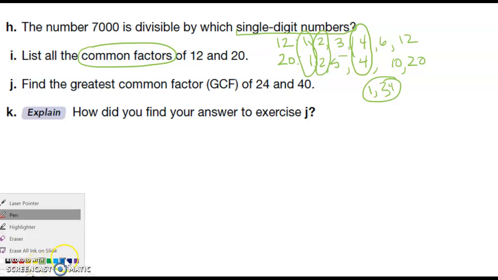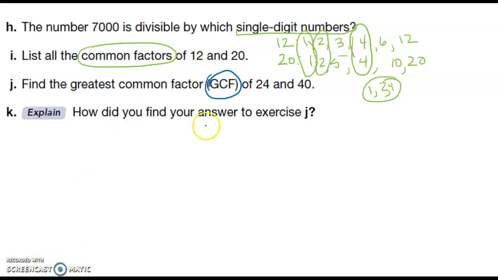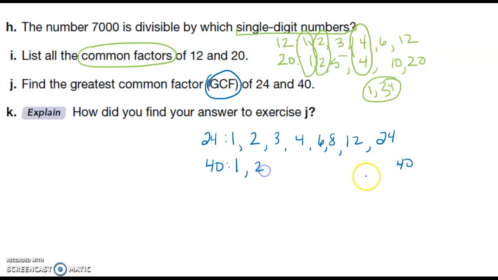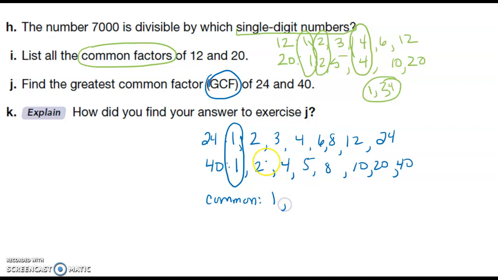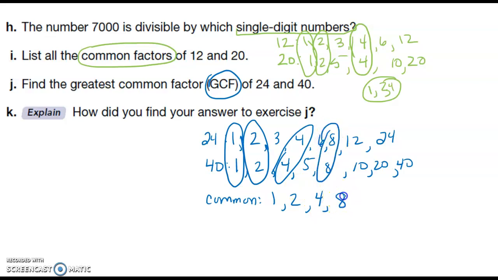Then the next problem asks for the greatest common factor. So which one is the greatest? So I have 24 and 40. Let's do our factors. So we have 1 and 24, 2 and 12, 3 and 8, 4 and 6, and that's it. And then for 40, I have 1 and 40, 2 and 20, 3 doesn't go into 40, 4 and 10, 5 and 8, I think that's it. So what do we have in common? So common, 1, 2, 4, 8, that's it. So the greatest common factor is the largest number that they have in common, and that's going to be 8.